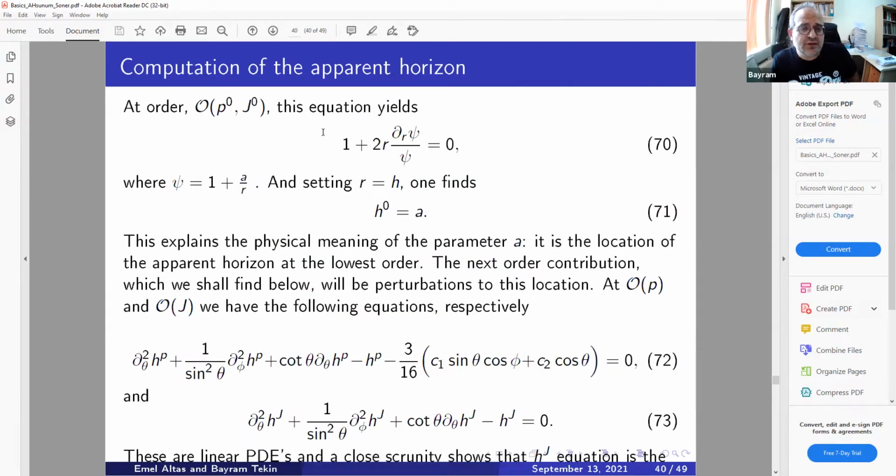Okay, at the lowest order, we have this. And so phi is 1 plus A over R. So we get H0 to be A. So this explains the physical meaning of the integration parameter A. It is the location of the apparent horizon at the lowest order, okay?